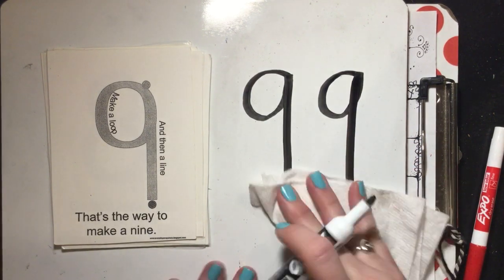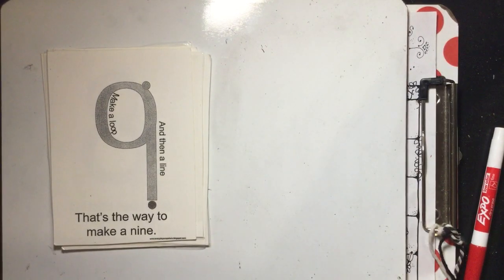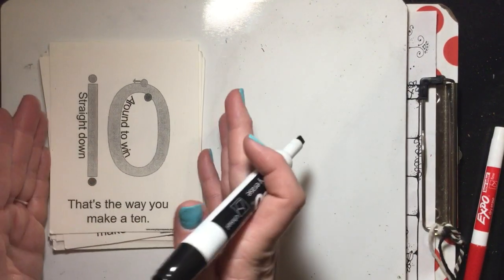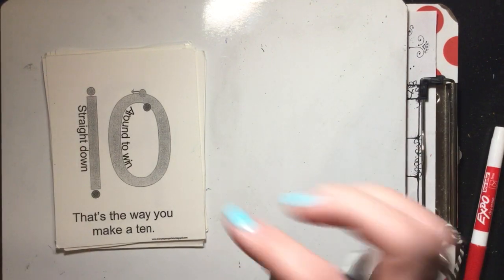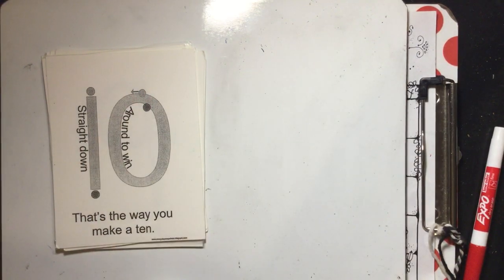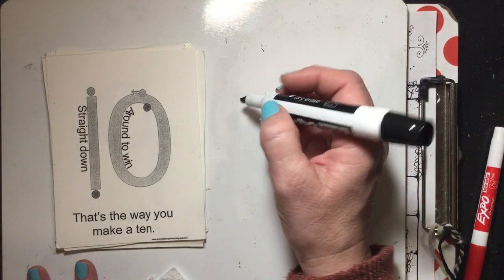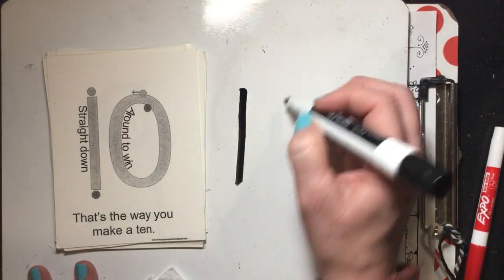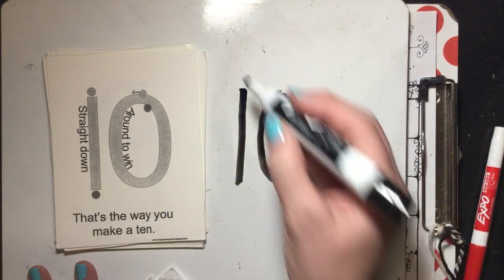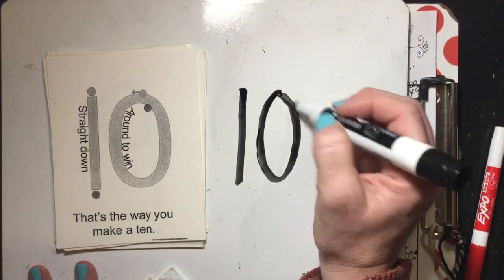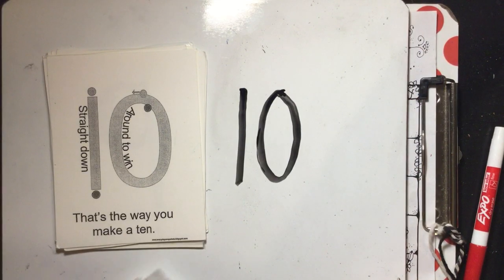Okay, and here's the last one. And I'll tell you why after this. So here's the last one. It's a 10. So straight down, around to win. That's the way you make a 10. So 10 is a 1 and a 0, but they're together. That makes a 10. Straight down, around to win. That's the way you make a 10.